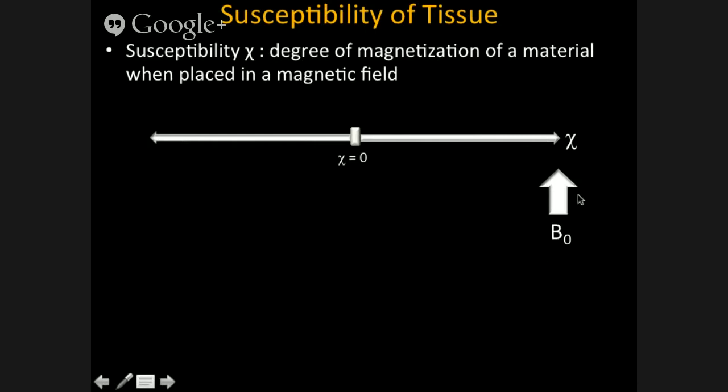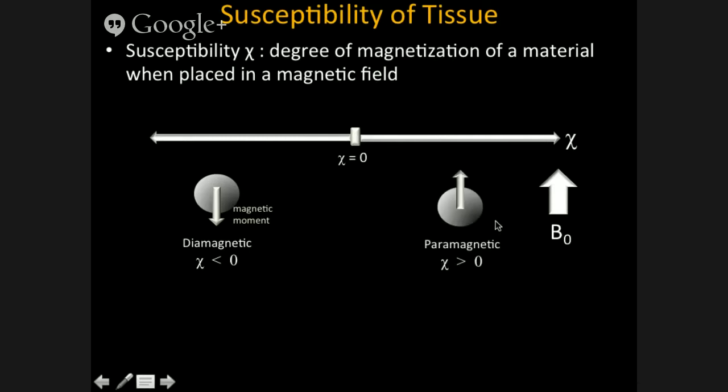So suppose I have a B0 facing up. Materials whose magnetic moment aligns anti-parallel to this field are called diamagnetic, and their susceptibility is negative. And materials that align parallel to the external field are called paramagnetic, and their susceptibility is positive. So water, for instance, is diamagnetic with susceptibility of about -9 ppm, whereas iron is strongly paramagnetic, and in fact it is called ferromagnetic.